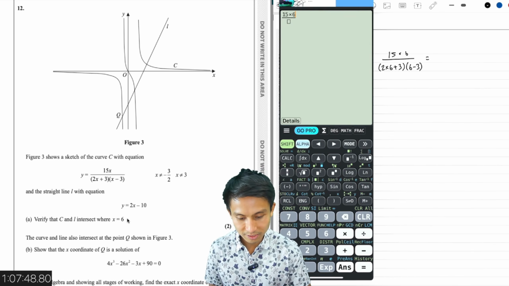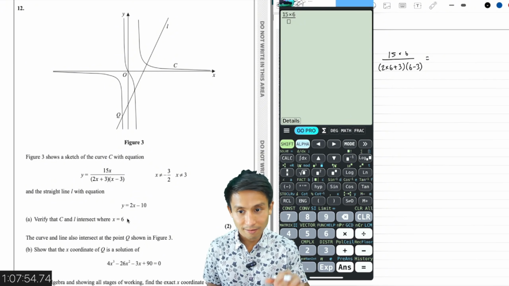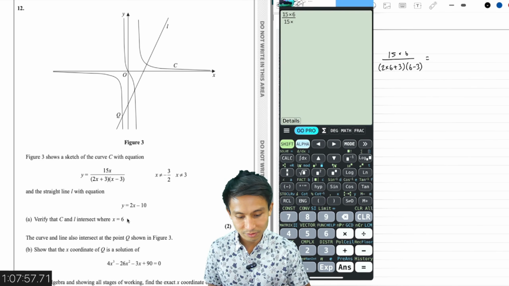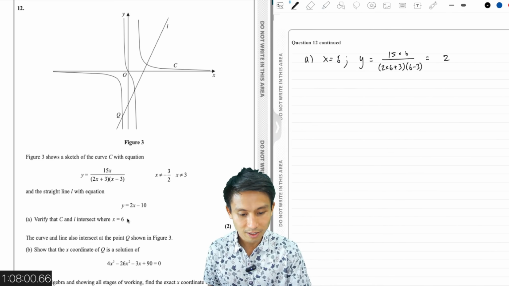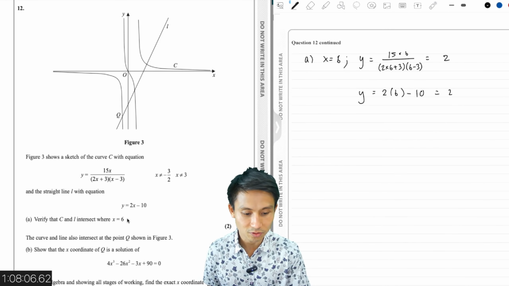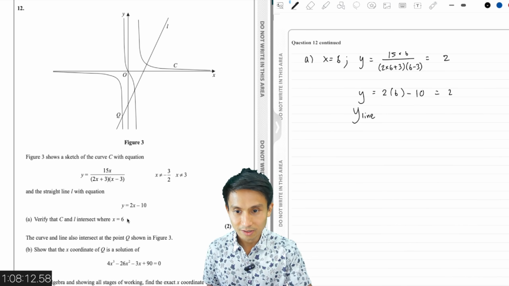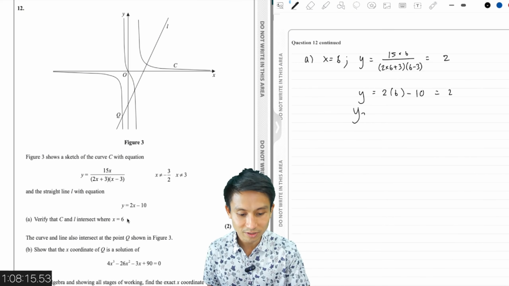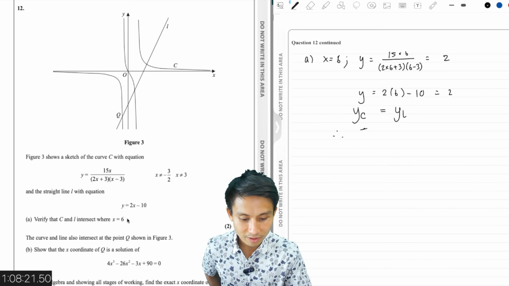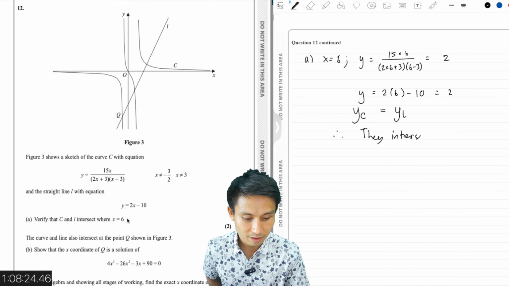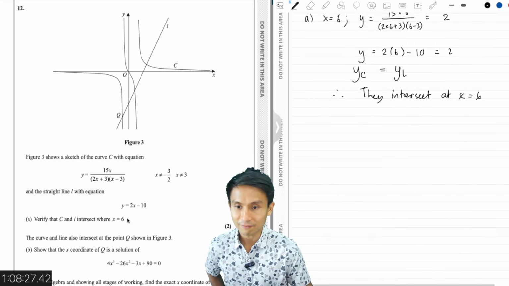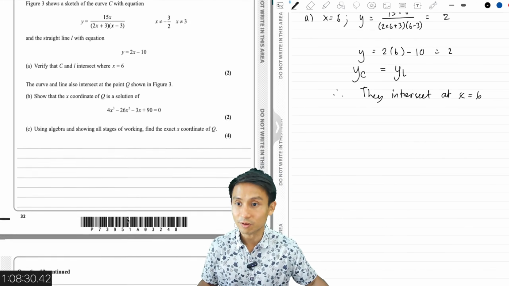So 15 times 6, and what's that? 12 plus 3 is 15, and then times 3. So that's 2, okay. And then the other one is 2 times 6 minus 10, that is also 2. So at x equals 6, the y coordinate of the line, I'm just going to do yc because the curve is named C and the line, which is L, is equal. Therefore, they intersect at x equals 6 because they have the same y coordinate at that point, right?